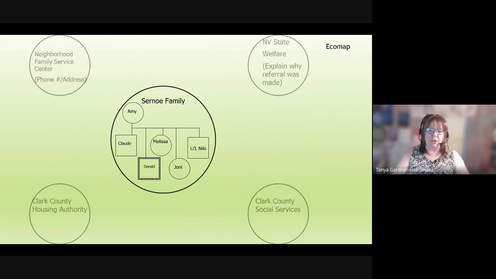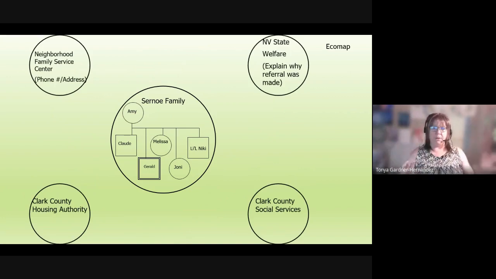So the first thing we want to do is go to our three big areas to make sure that we're working with this family. So the Neighborhood Family Service Center is a service center that can provide services to the family free of charge, such as counseling services or mental health services, which this family definitely needs. And so we might refer them over to the Neighborhood Family Service Center. There's also some other types of things that they might be able to do with them.